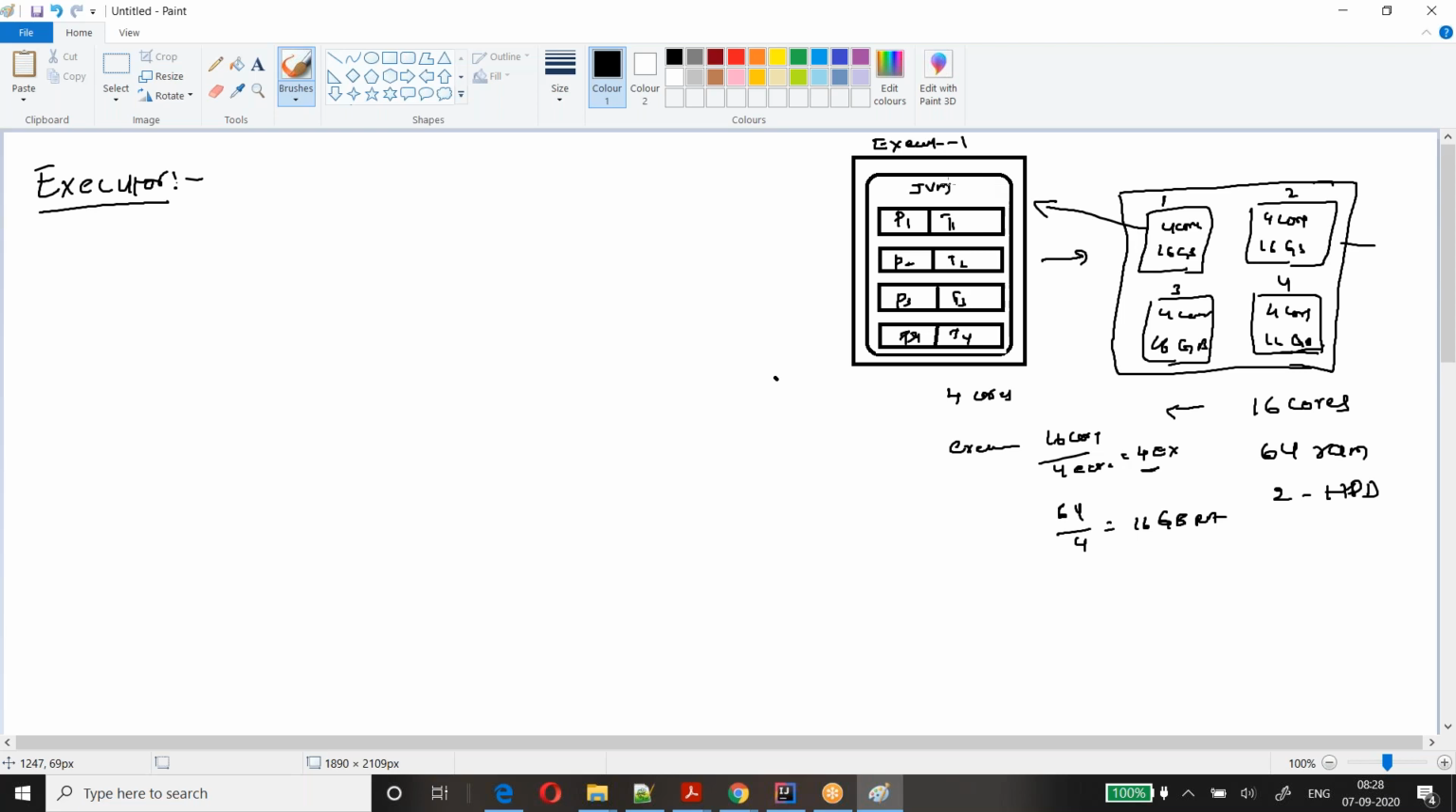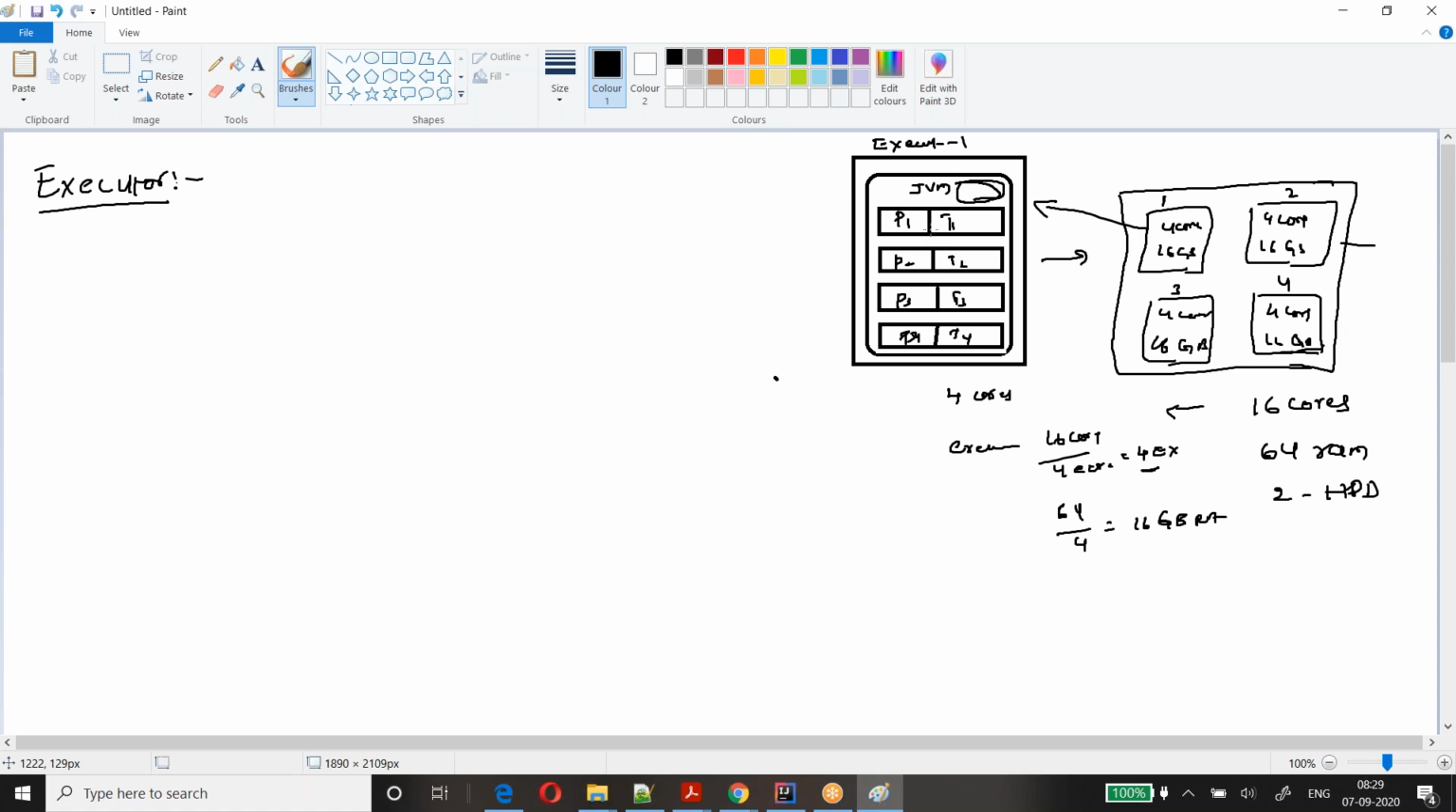And they will have their own memory, cache memory. Try to remember, guys. Okay, I didn't draw that part, but I have some cache memory also here. So this is an executor. This executor can run 4 tasks in parallel. Is this clear?